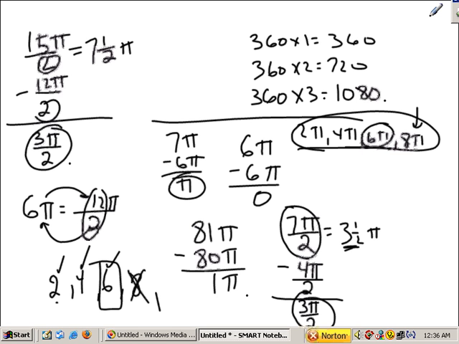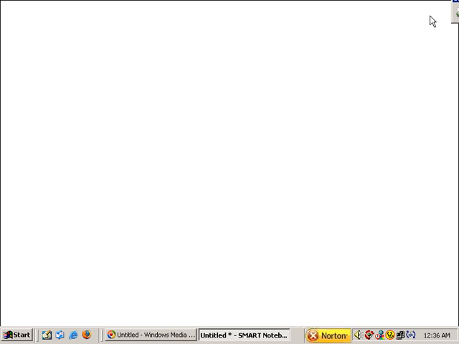You can add or subtract any number of 2 pi: 2 pi, 4 pi, 6 pi. And you want to end up with more than 0 pi and less than 2 pi.